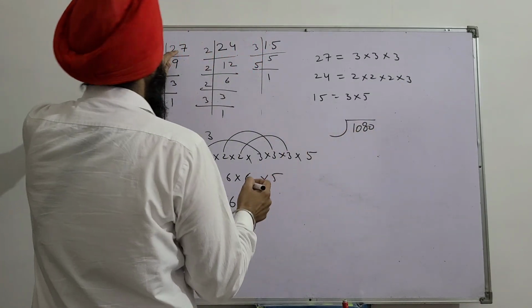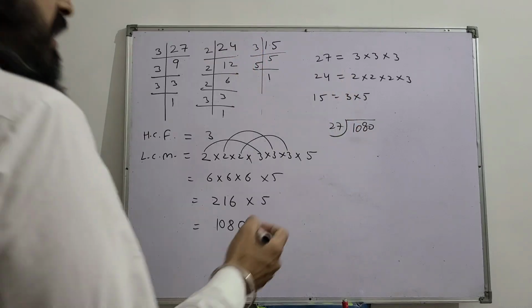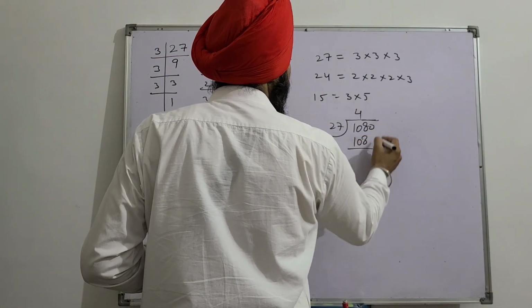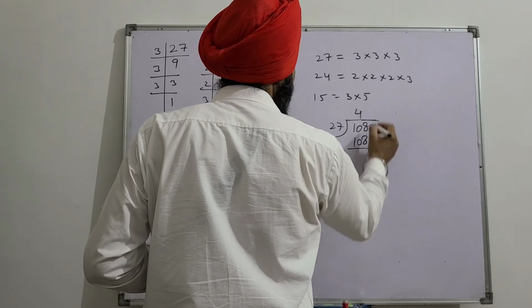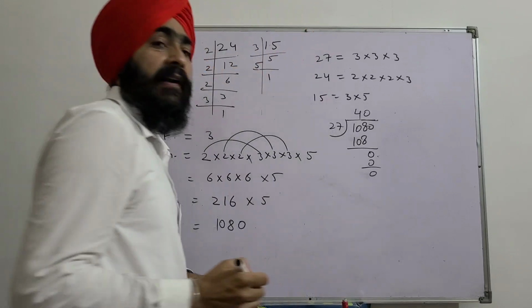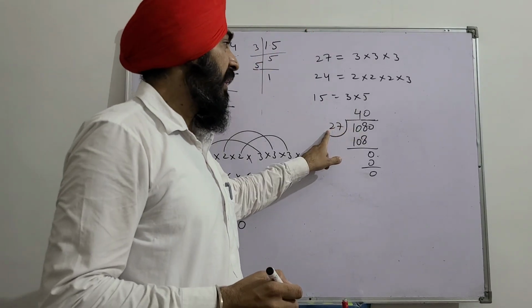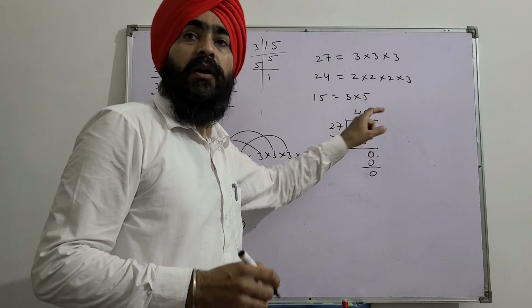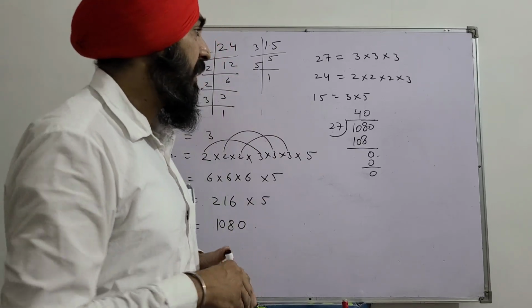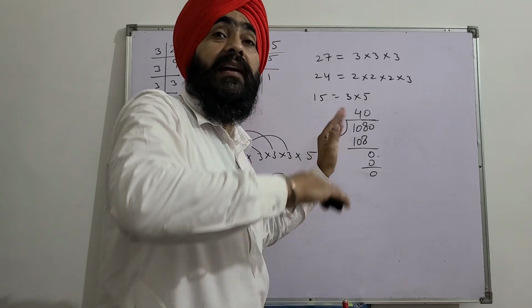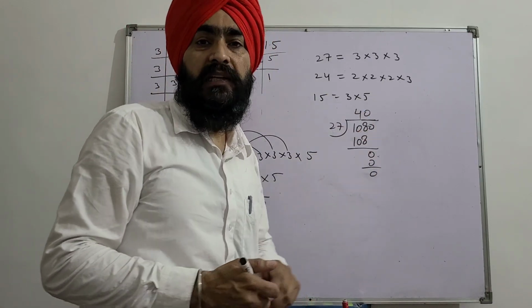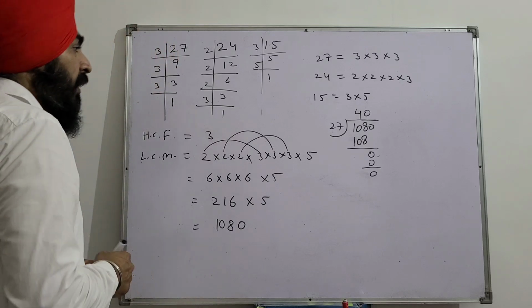Very firstly we will divide it by 27. So 27 fours are 108 and a 0 is there. It should leave a remainder of 0, and it goes to 40. It means if we take 27 forty times, it will give 1080. Is it clear, beta? Yes.